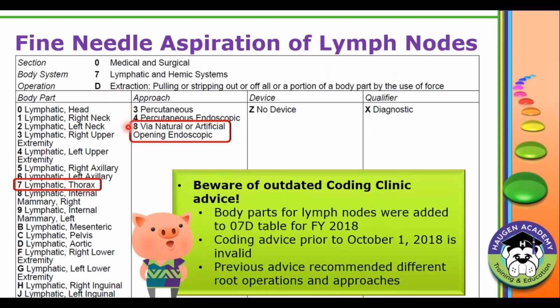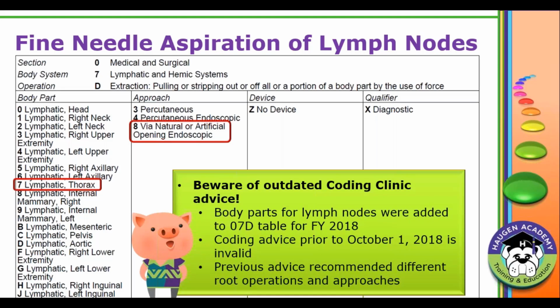Your approach is via natural or artificial opening endoscopic, and right here is where I want to stop and throw out a huge caution sign. You need to be aware of outdated Coding Clinic advice. The body parts for lymph nodes were added to this table for fiscal year 2018, so brand new, were we able to code this way, and their coding advice prior to that is invalid. Previous advice recommended different root operations and approaches.